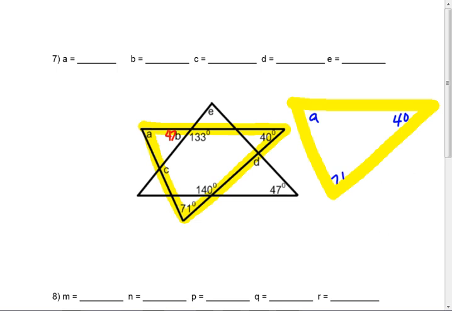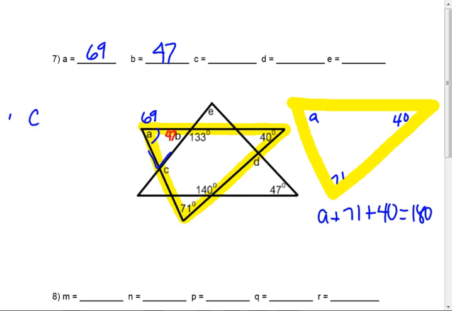Can I now find A? Because A plus 71 plus 40 has to equal 180. Sure I can. You see how I'm doing that? It's hard to see those triangles sometimes. So we got B is 47. If I do the arithmetic on A, I get 69. C is this angle right here, but guess what? I can use that exterior angle theorem. Or I can find this angle here and find the supplement of it. But it's easier to do this. And I think that's 116.